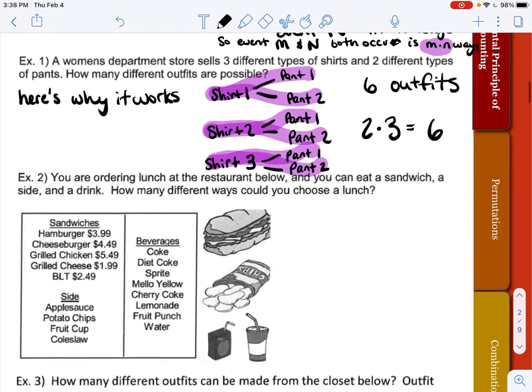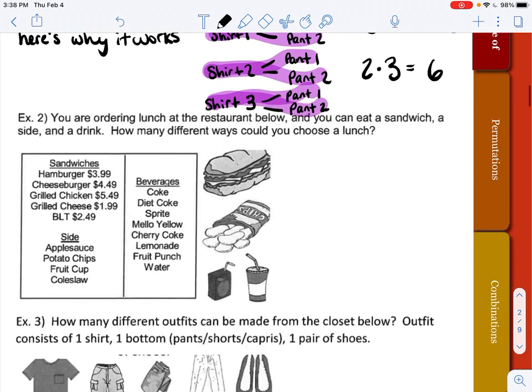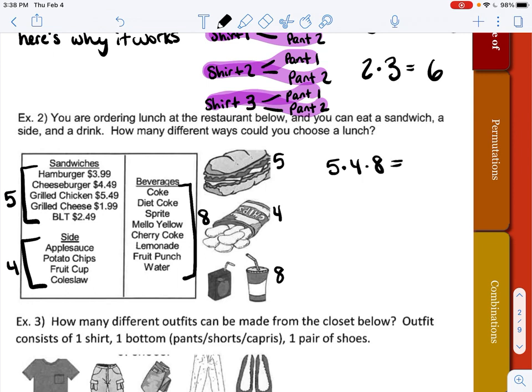So we can do that on the next one. You're ordering lunch at the restaurant below, and you eat a sandwich, a side, and a drink. How many different ways could you choose lunch? Well, we have 5 different sandwich choices. We have 4 different side choices. And we have 8 different drink choices. So because we have 5 and 4 and 8, you just simply take 5 times 4 times 8. When you multiply those, you end up getting 160 different meal choices.